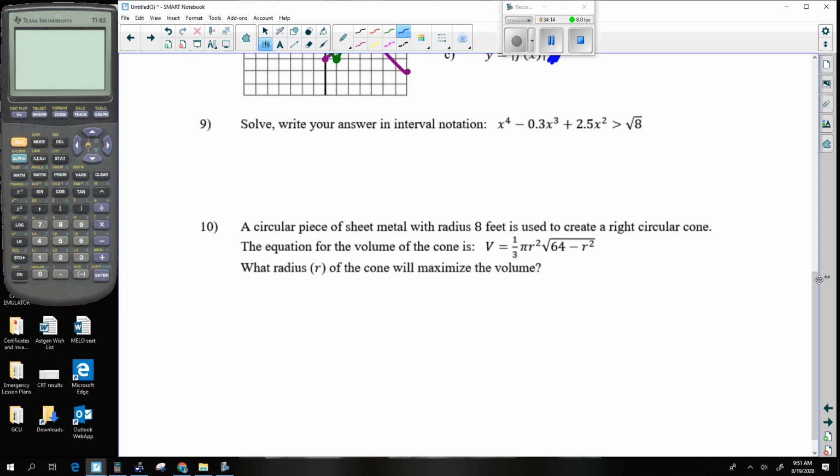Okay, this is obviously a calculator question. Write your answer in interval notation. Where is this greater than square root 8? So go to my graph. I'm going to say x to the 4th minus 0.3 x to the 3rd plus 2.5 x squared. And then I'm going to also just create another graph of square root 8.